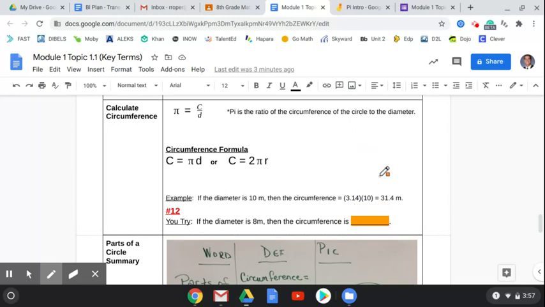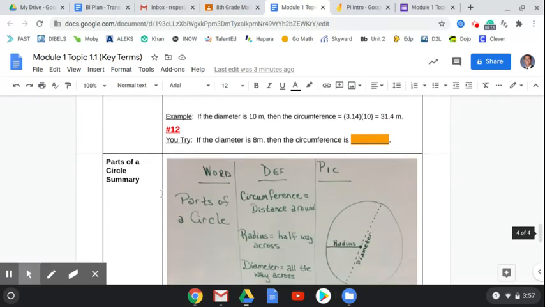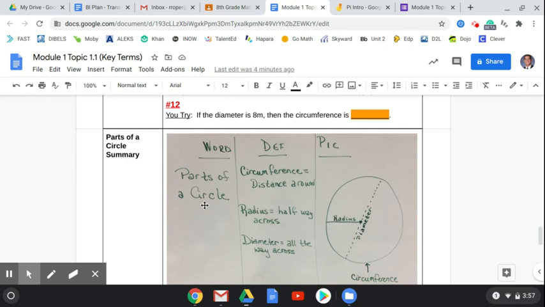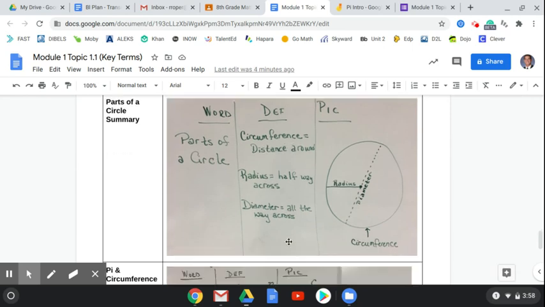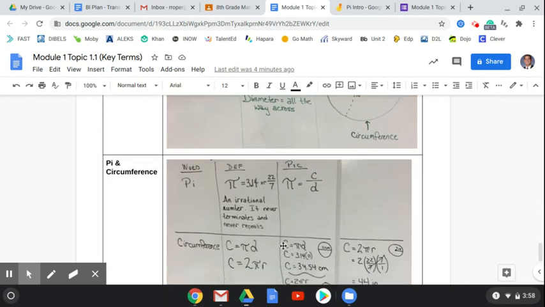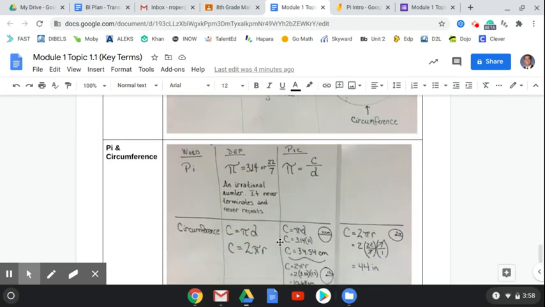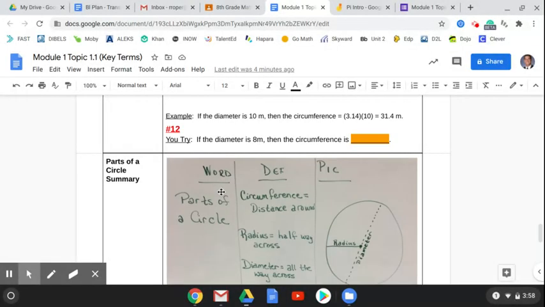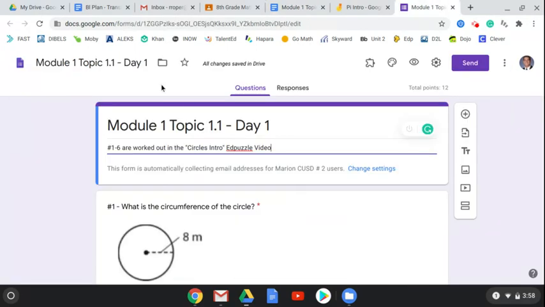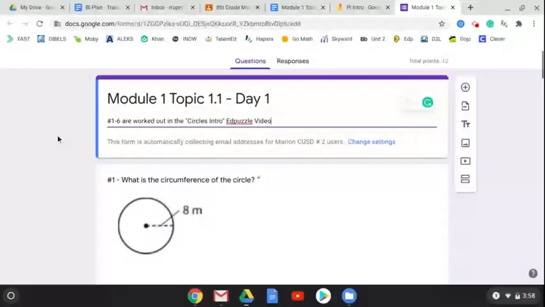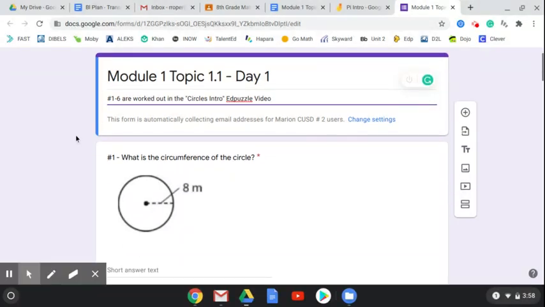All right, so all your orange boxes should now be completed and filled in. Right here, I just have a summary that I would like for you to look at for parts of the circle. Summary of circumference, radius, and diameter. And here is a summary of pi and circumference like we talked about. Okay, so once you have all your orange boxes filled in, you can go ahead and click Turn In.